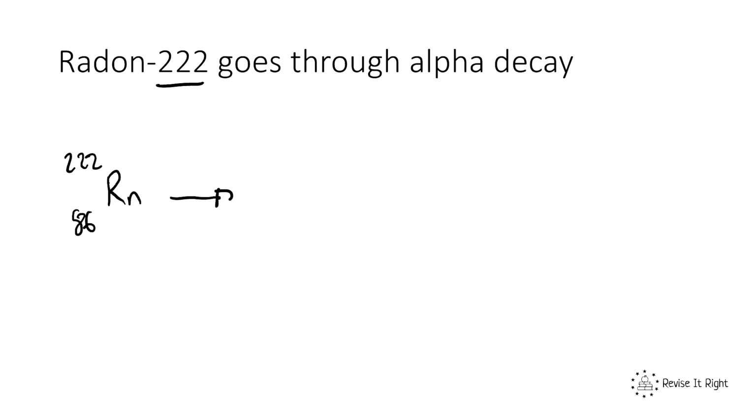Now we know this is going through alpha decay, so we can write in our alpha, which has a mass of 4 and an atomic number of 2.